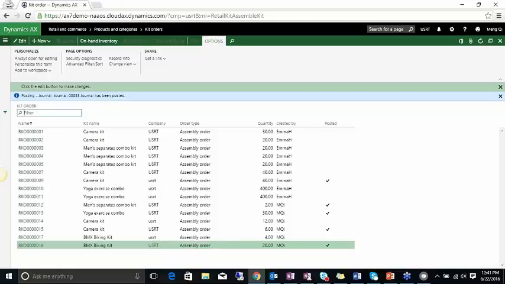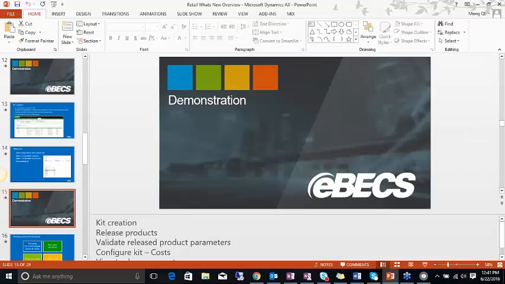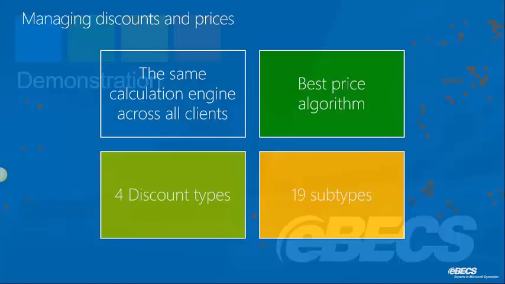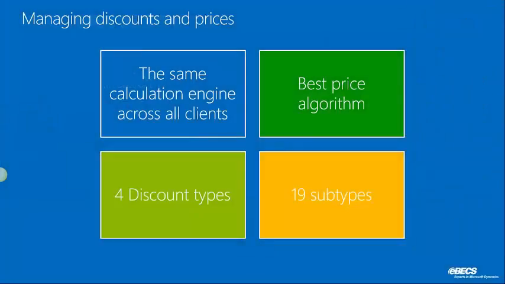Okay, let's move on and talk about our final topic, which is managing prices and discounts. So I've talked a little bit about kit creation in AX and how it works and how you can reassemble, disassemble, and create these orders for your customers. So let's go ahead now and talk more about pricing and how it works.